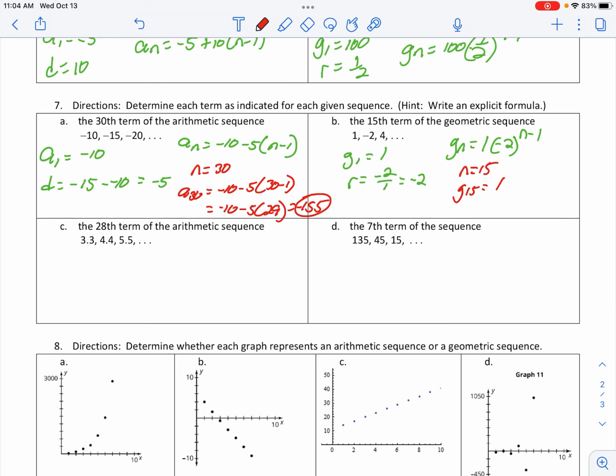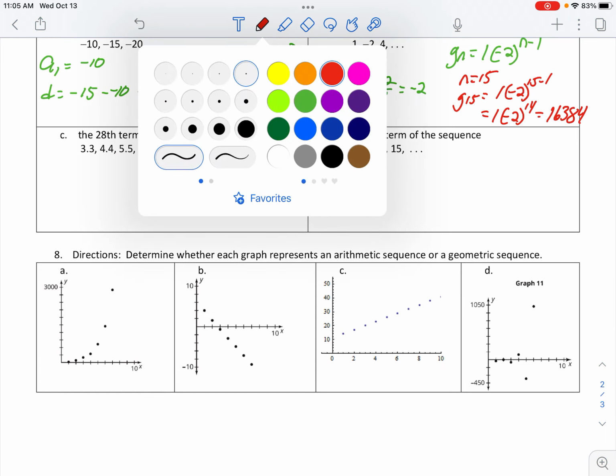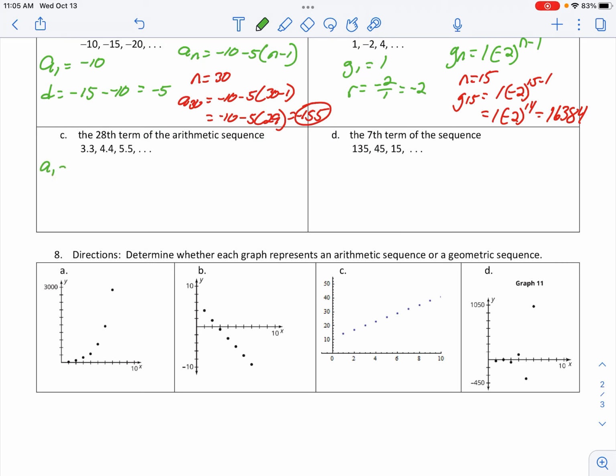So 1 times -2 to the 15 minus 1. So I want to go to my calculator and punch that in. 1 times -2, better use those parentheses. Positive 16,384. Letter C, it says arithmetic, so got to know what the first term is, that's 3.3.